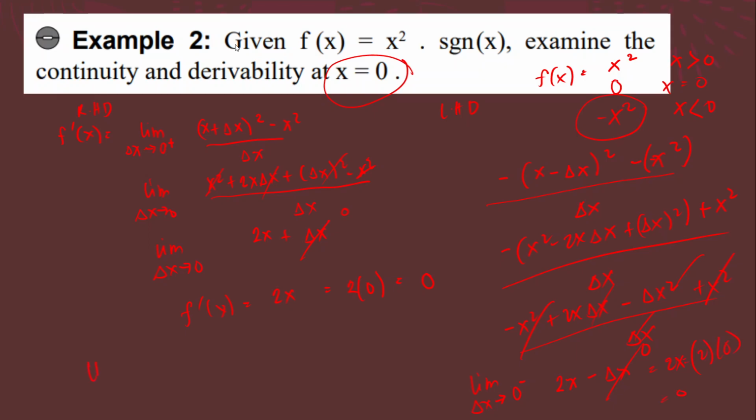So therefore, left hand derivative and right hand derivative is equal. So we can conclude that the function of x squared is differentiable at x is equals to 0, and of course it is continuous at x equals to 0. Okay, automatic pag differentiable siya, continuous siya at that point then.